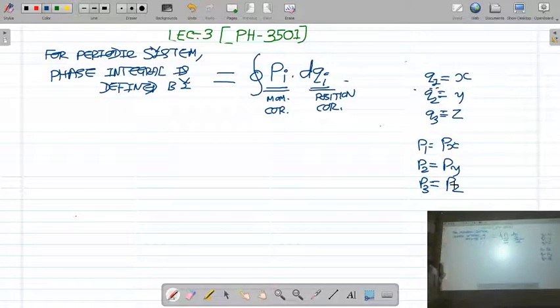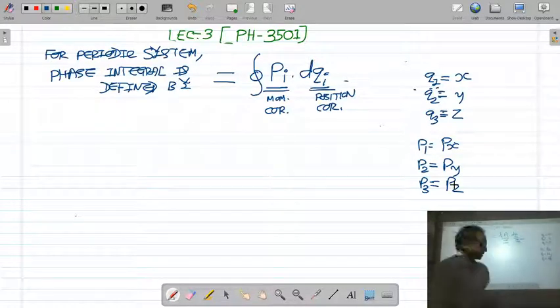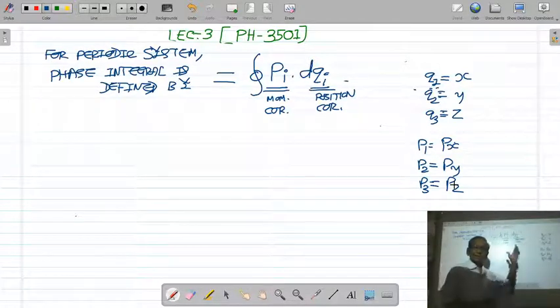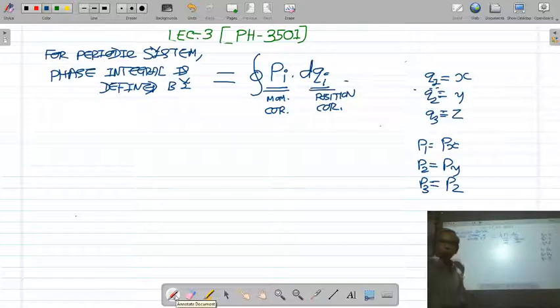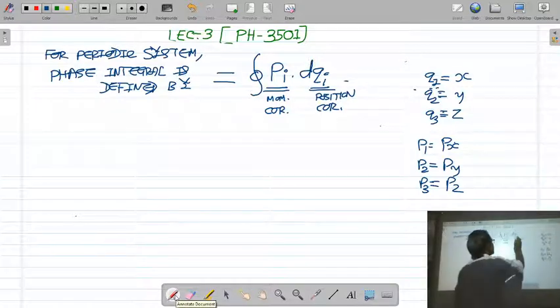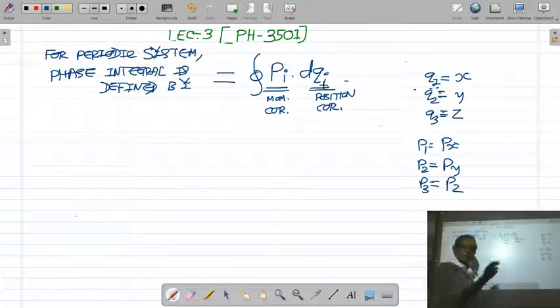Now, the limit of this integration is taken over one period of the variable qi, its position. You have to take the lower limit and upper limit of the position coordinate. That we will take in the next example.